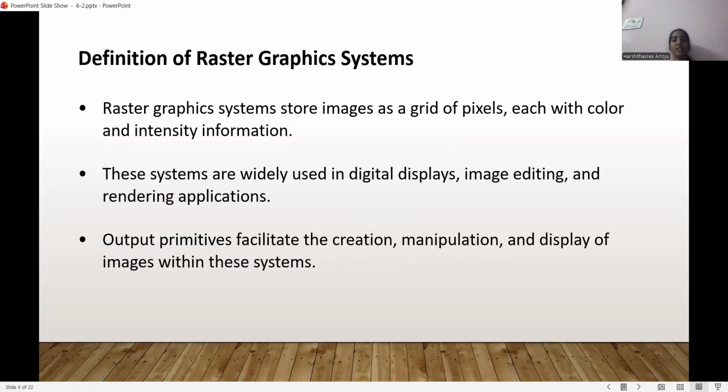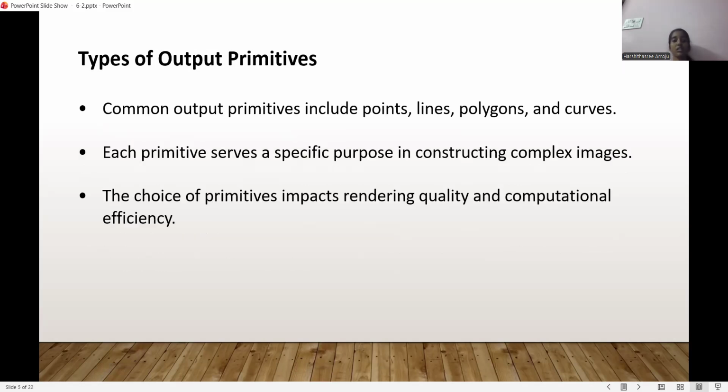Definition of raster graphic systems. Raster graphic systems store images as a grid of pixels, each with color and intensity information. These systems are widely used in digital displays, image editing, and rendering applications. Output primitives facilitate the creation, manipulation, and display of images within these systems.